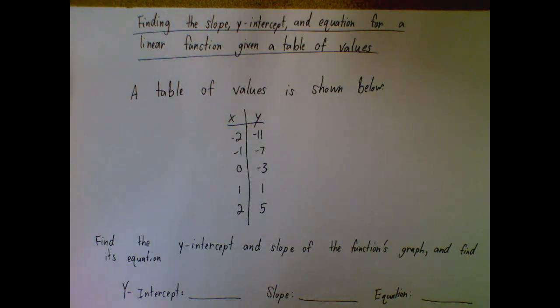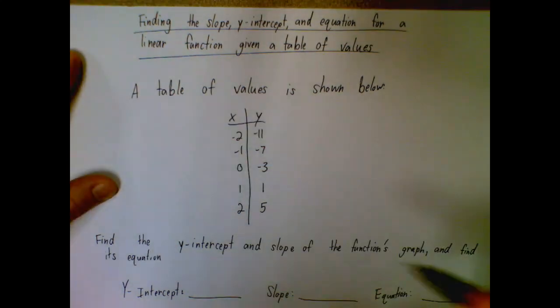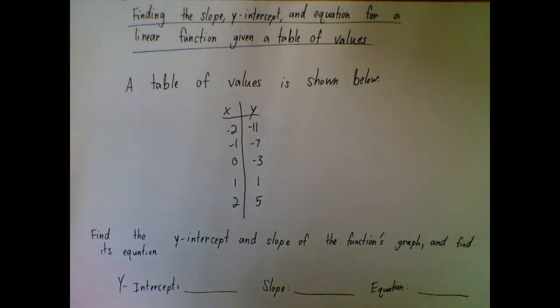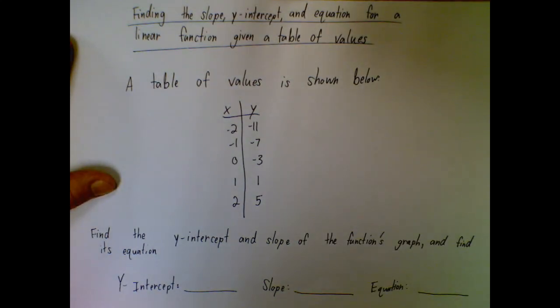Today we're going to be looking at the ALEKS topic, finding the slope, y-intercept, and equation for a linear function given a table of values. So what that means is really we're going to get a table and we're going to find all the pieces so that I can make the equation of that function. We're going to take these points and make a function equation out of it.